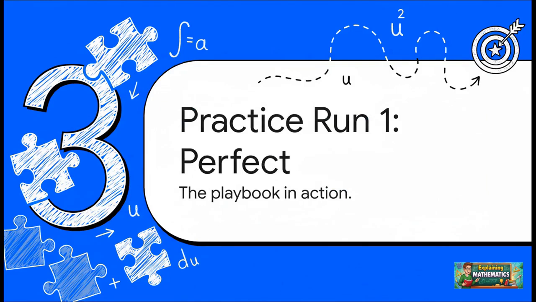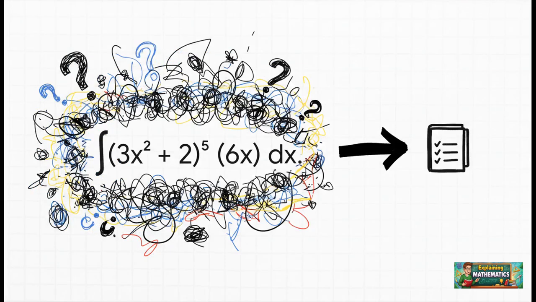All right, enough talk. Let's put the playbook into action. Our very first example is a perfect scenario where every single piece of the puzzle just fits together beautifully. And here it is again, the same integral from the beginning. Yeah, it still looks a little complicated, but we're about to see how our 5-step playbook just breaks it down into something incredibly simple. Let's get started with step 1.